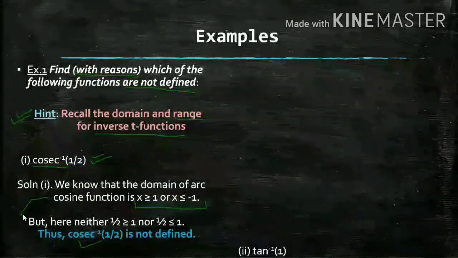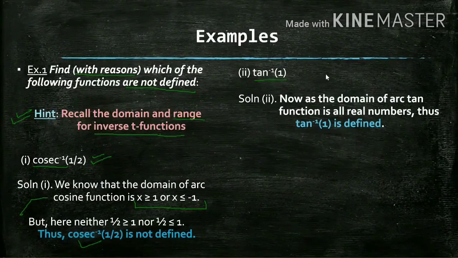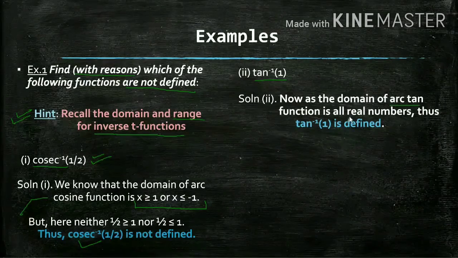Easy. Let's move to another. Tan inverse 1. You need not find the value. You just need to tell whether it is defined or not. Simple. I hope you are done. Again, tan inverse domain is all real numbers, excluding minus infinity and plus infinity, which is not this. That means it's a real number. So it is defined clearly, and you know its value is pi by 4.